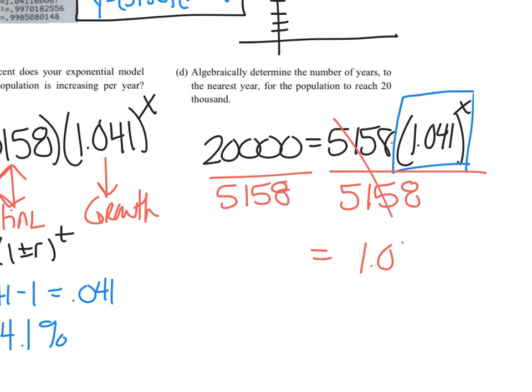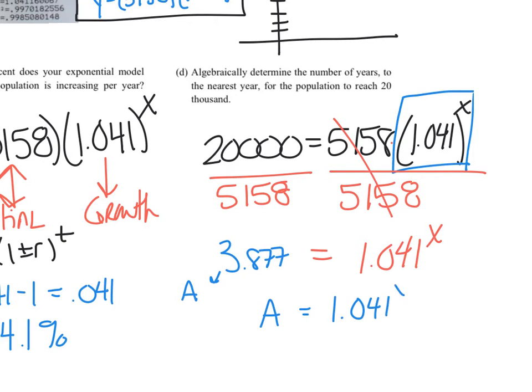And I get 1.041 to the x equals a pretty ugly looking number, 3.877. You cannot round in the middle of a problem, so immediately I'm going to store that into alpha A. So I'm going to say A equals 1.041 to the x.